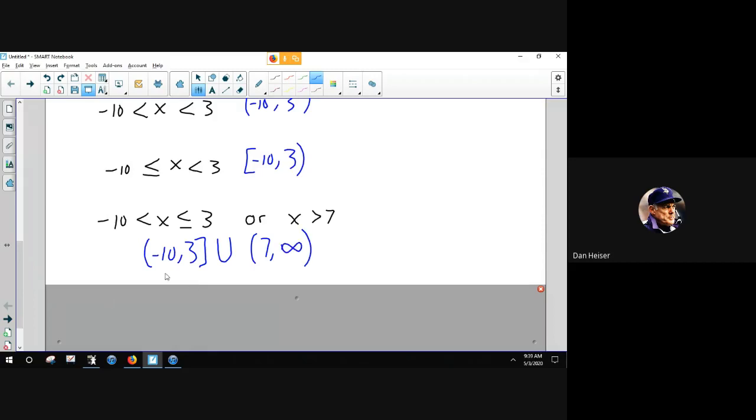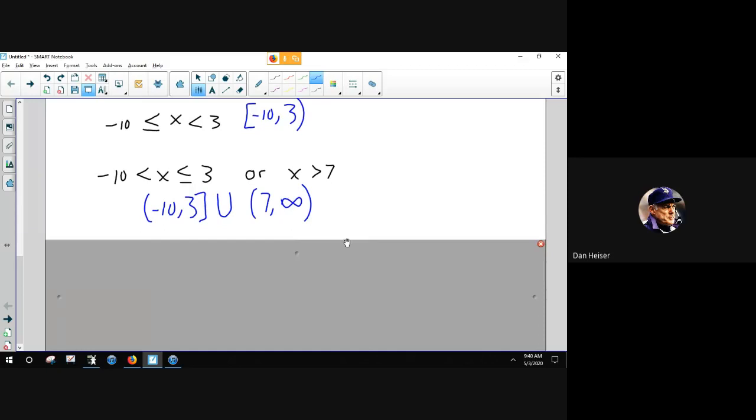So here is the interval notation for this statement. We have an interval from negative 10 to 3, with the 3 included, or union, we're joining this group with this group. X could be larger than 7 with no upper bound. It cannot equal 7. And then this is another way to show that once we get past 3, until we get to 7, there's a gap. If we were to graph this, there would be a gap in the graph.